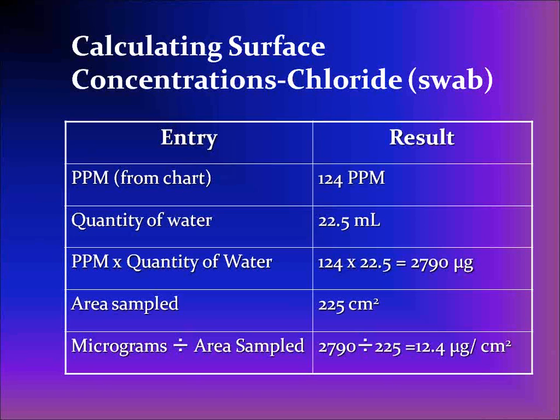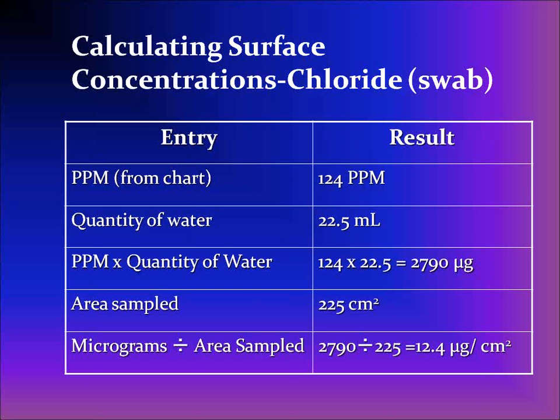Enter all of the data into a chart similar to the one shown on the slide, then calculate the surface chloride concentration. For example, if the reading from the test strip was 124 parts per million and 22.5 milliliters of water was used in the extraction, the amount of chloride in the water is 2,790 micrograms. To obtain this value, we simply multiplied parts per million by the amount of water we used.